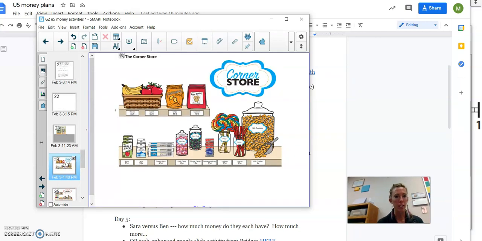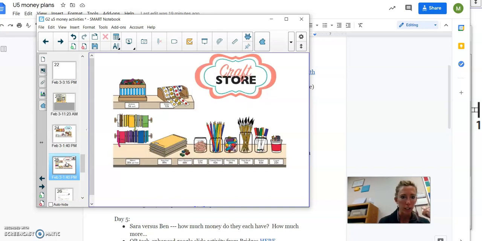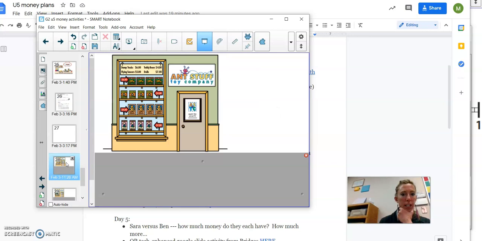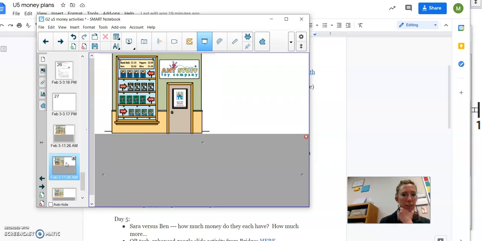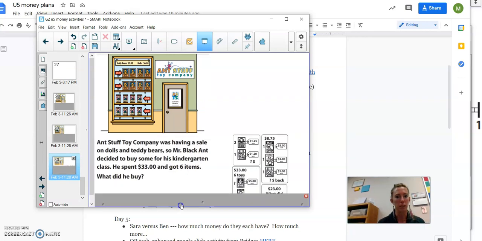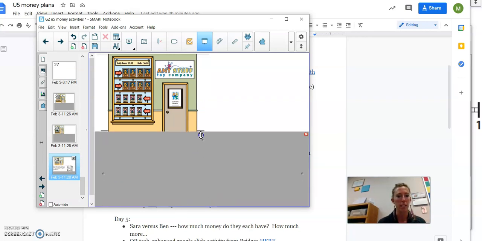If you don't like that one, there's one about the corner store. You can notice and wonder that and come up with a problem there. If you don't like that one, there's the craft store. You could talk about that. And then we have practice pages from the intervention that is going shopping and more wordy type problems. So I just gave you more of the Ant Stuff toy company because there's more different problems for each one and figuring out which bubble goes with what.